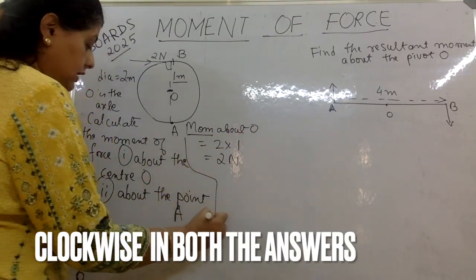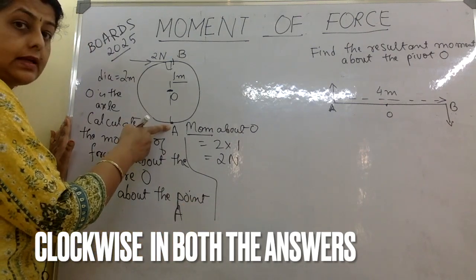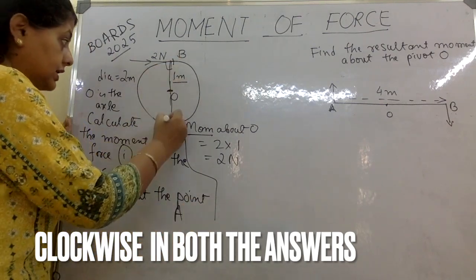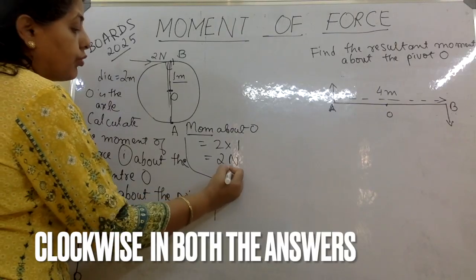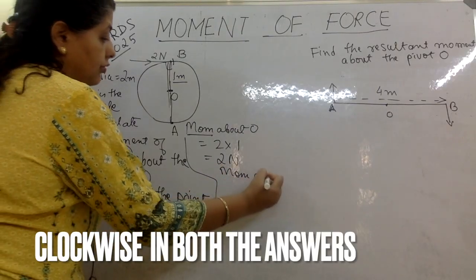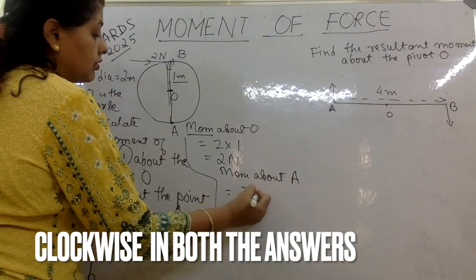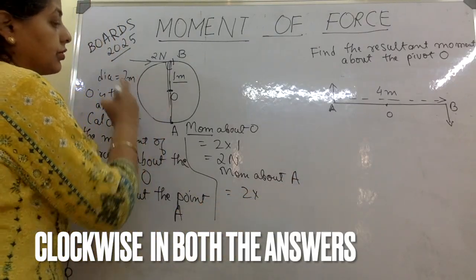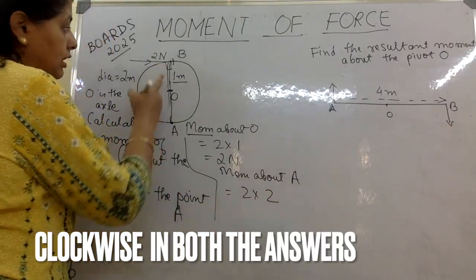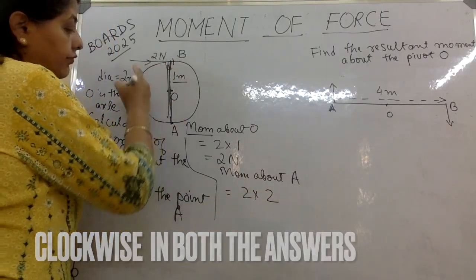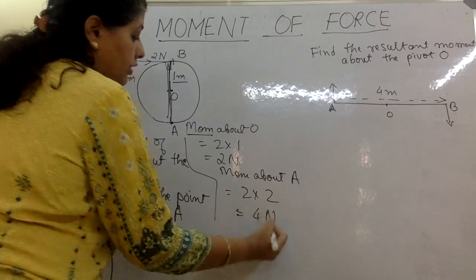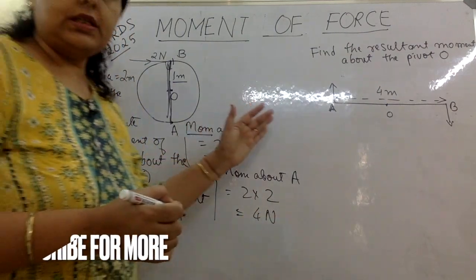Second one, which they are saying, is about point A. Now we have to take this full length, so moment about A is equal to 2 into 2, this distance 2. Now we are going to take this full length with this 2, which is 4 Newton meter.